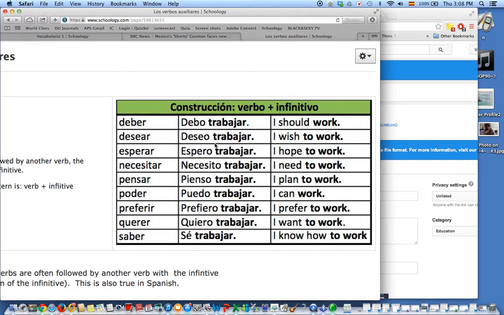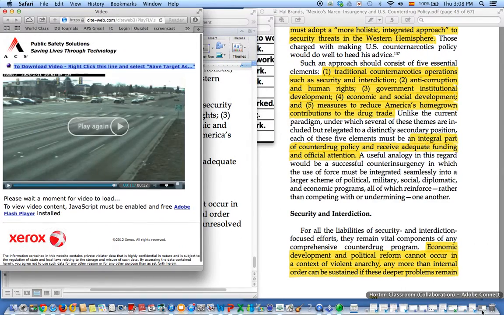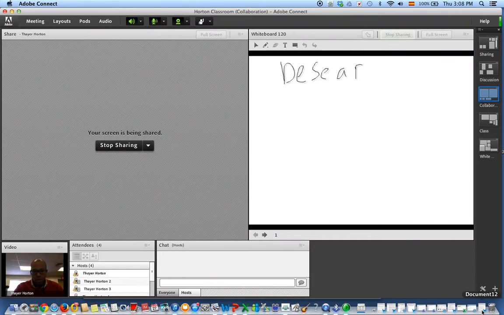Whoa, what happened there? Okay, I think I have to fix that. You guys can see that? I don't know what happened right there. Well, that's great, we can't see it anyway. Okay, so we have desear, which means to wish, but it's not going to work, is it?